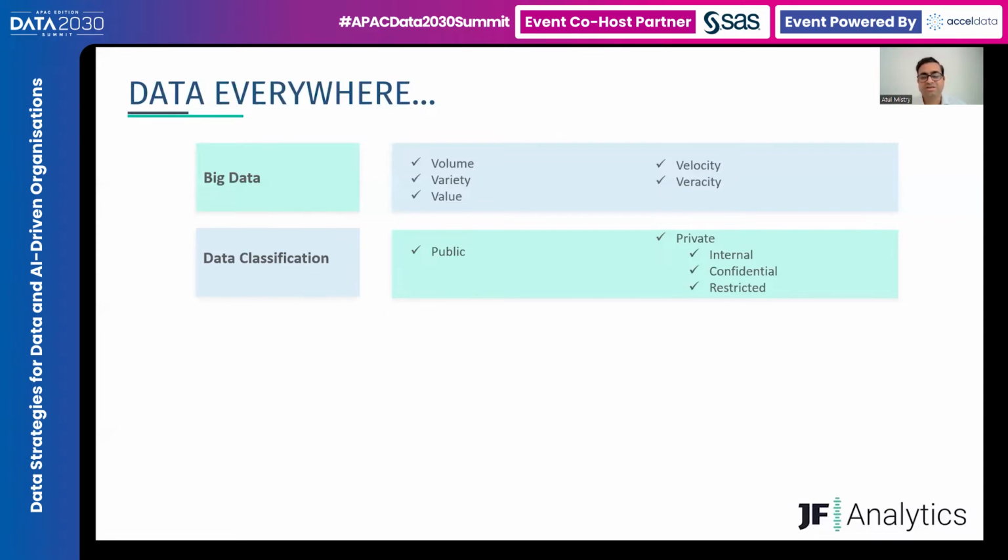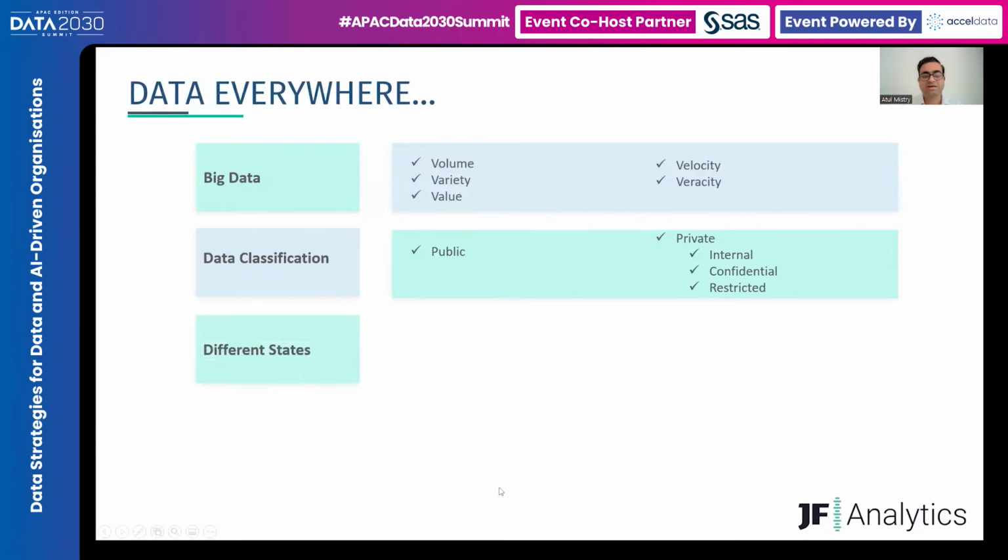First is internal data, which is non-sensitive data that is used internally and can't be accessed by the public. Then confidential data contains sensitive information and is available for internal distribution as requested. And there is restricted data, which is highly sensitive data with very restricted distribution.